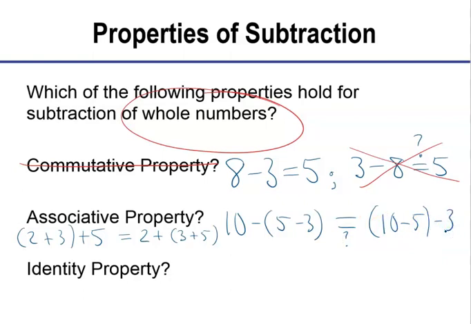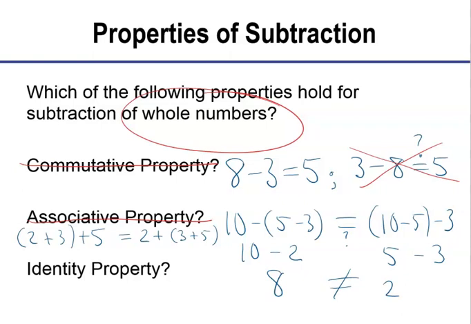Are they the same thing? Well, 10 minus (5 minus 3) is the same as 10 minus 2, because 5 minus 3 is 2. We're required to group those together and subtract first. 10 minus 2 is 8. Over here on the right, 10 minus 5 is 5. Subtract 3. 5 minus 3 is 2. And these are definitely not equal. So is there an associative property of subtraction? There is not.